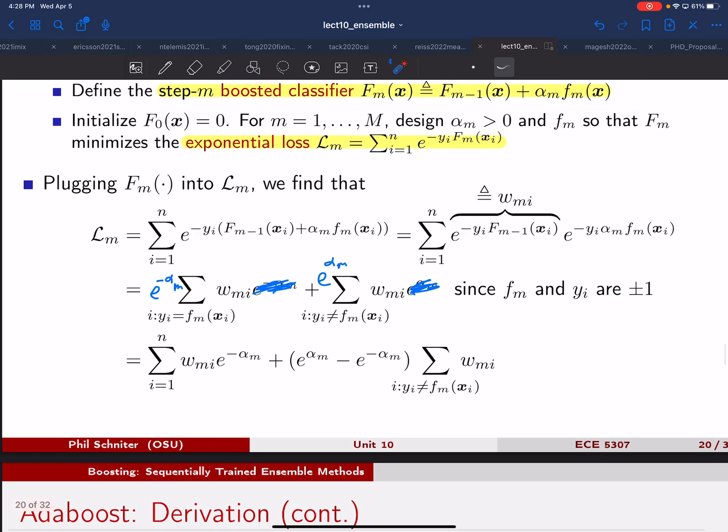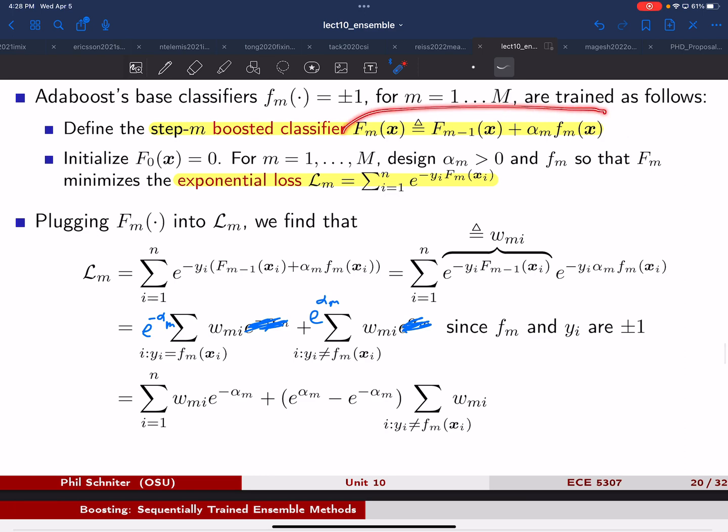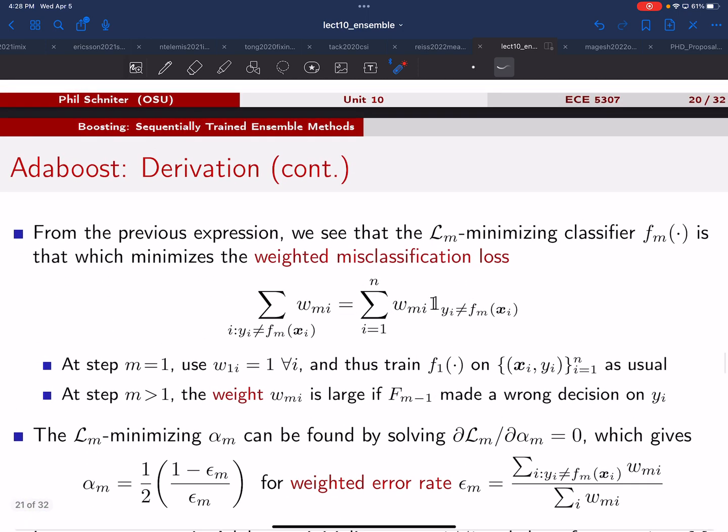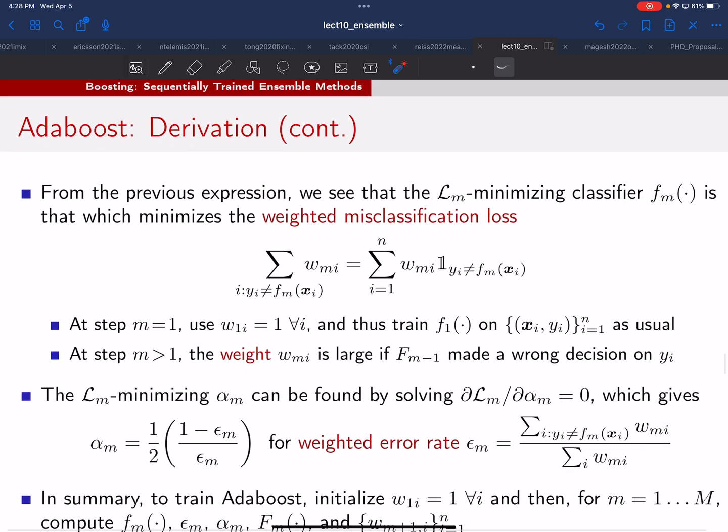Once that's trained, we add it on to our accumulation of the scaled little f's and so on. Okay, so we haven't talked about the alphas, but we also have to design the alphas. But that's kind of in spirit how we do the f's. We're always training f to minimize some sort of weighted misclassification loss. Any questions on that? Yeah.